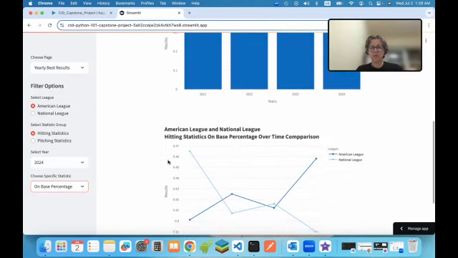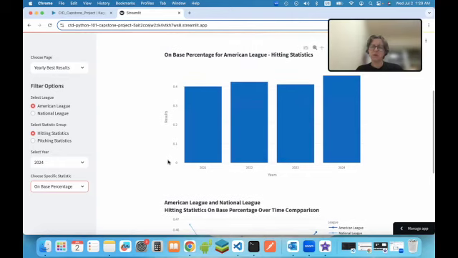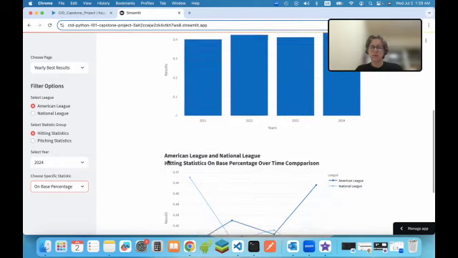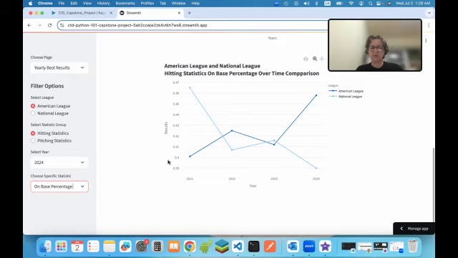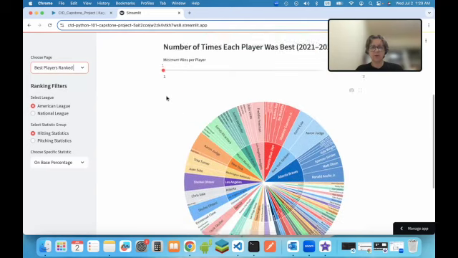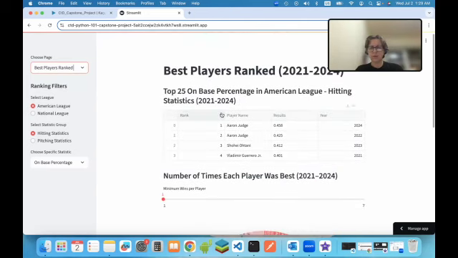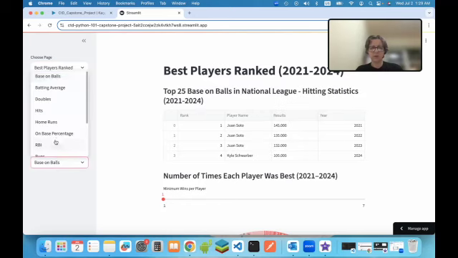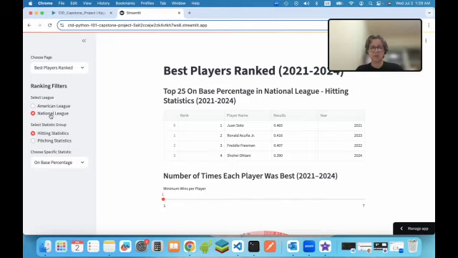Here's a bar chart for one chosen league, and here is the line chart comparing two different leagues. You can also take a look at the best players. Here are the best players per specific statistics. You can also choose the league, pitching or hitting statistics, and specific statistics.